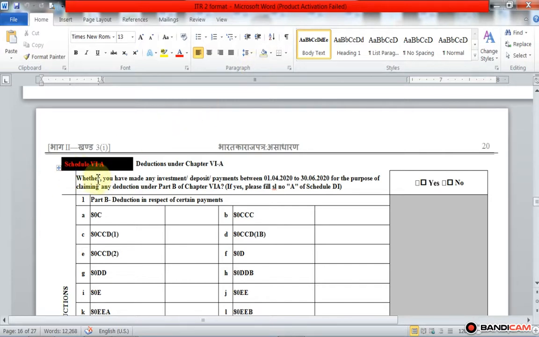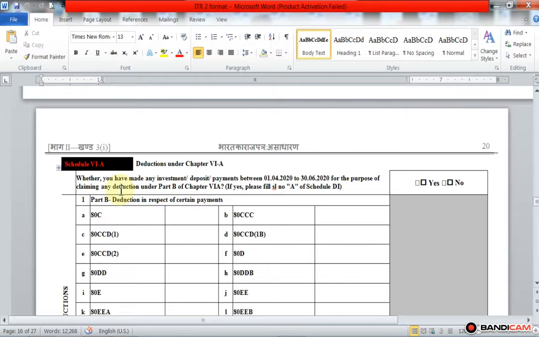Schedule 6 is deduction under Chapter 6A. We already discussed the deduction under Chapter 6A applicable for individuals, under sections 80C to 80U. Here in Schedule 6 there is Part B, deduction in respect of certain payments, and deduction in respect of certain incomes. So deduction is bifurcated into parts, that is deduction in respect of payments and deduction in respect of income.